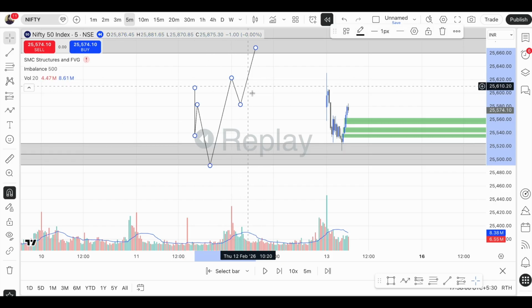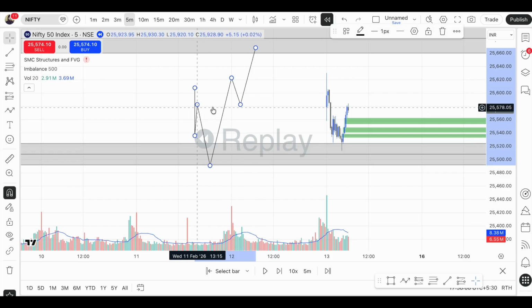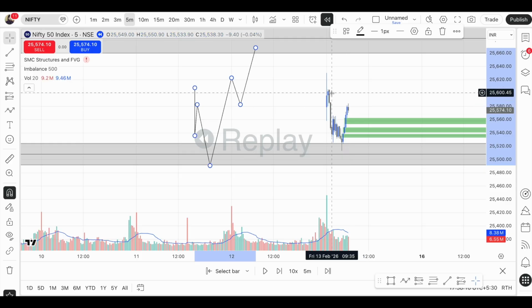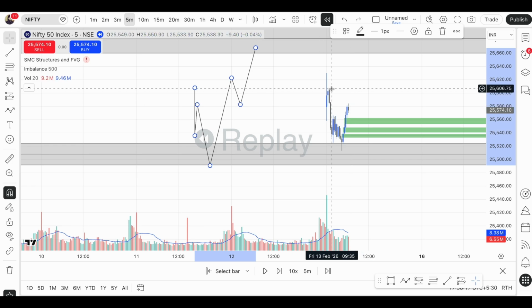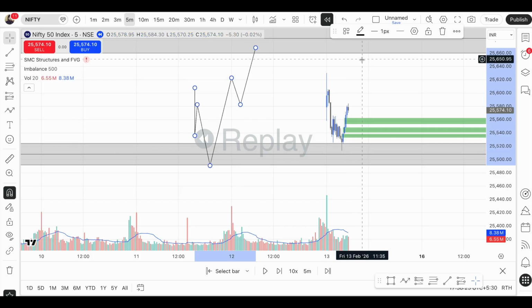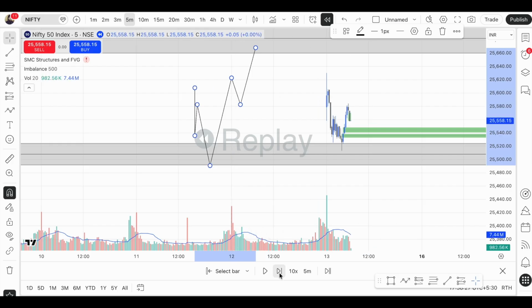If I am going to enter a call, my structure should say that there is a supply here. I don't want to enter a call when the market is going to reach the supply. So I will wait for the market to break the supply and give a closure on the upside. As and when I get that, then I will think about entering a call on a small pullback to a demand. This is how you should have your thought process.